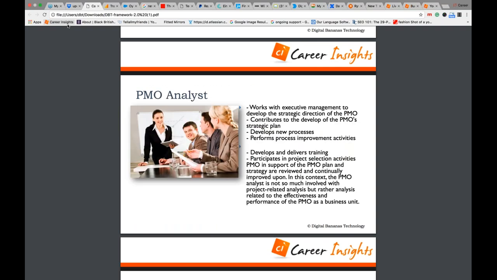Then the PMO analyst's job is to support the program office, work with the executive management team to develop the strategic direction of the PMO, contribute to the PMO strategic plan, develop new processes, perform process improvement activities, and develop and deliver training. So if you notice, the PMO analyst is not managing projects, but helping to develop and maintain the PMO office and making sure that it's adhering to the governance structure that's already in place. Understand the difference between the two. The PMO analyst supports the program office and manages stakeholder relations, and is the main communicator between the people managing the projects, the stakeholders, the program office, the business strategy team, and external teams as well.